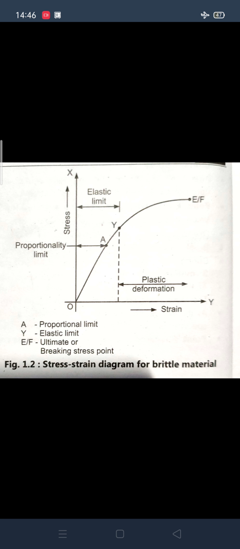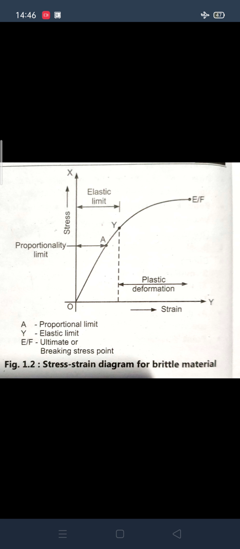In the figure, consider a specimen of harder material like cast iron. It is subjected to the load, and up to point A, it is the proportional limit. It means that there will be a continuous elongation of the bar if it is loaded within the proportional limit.